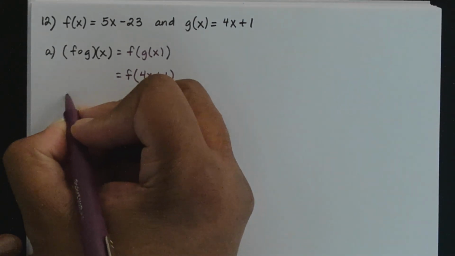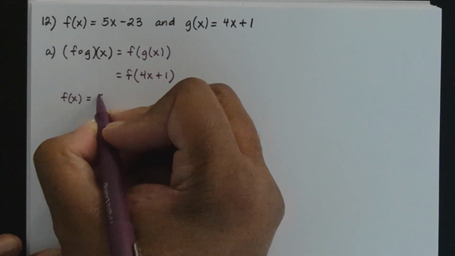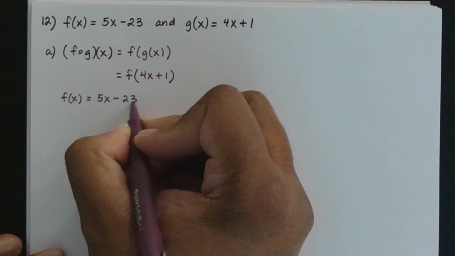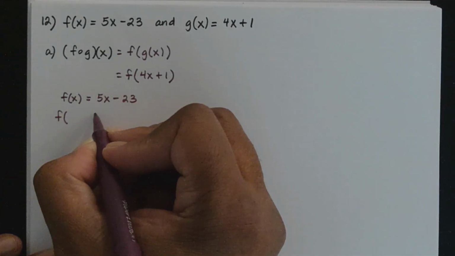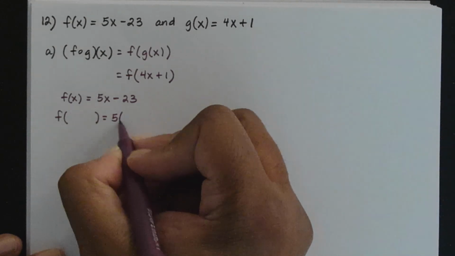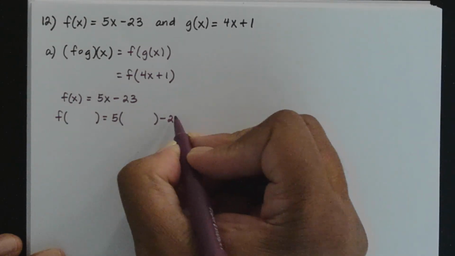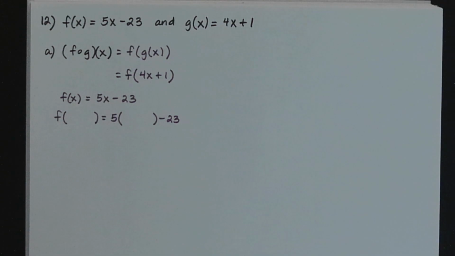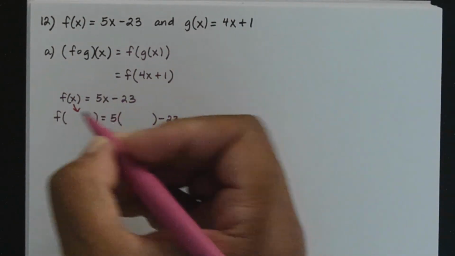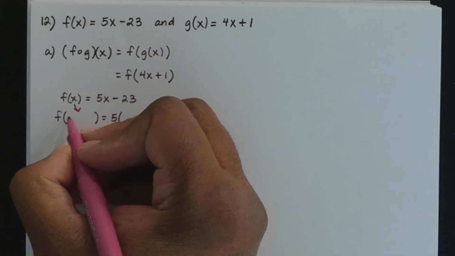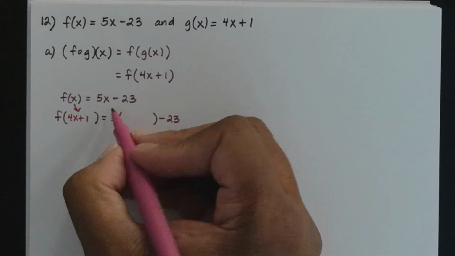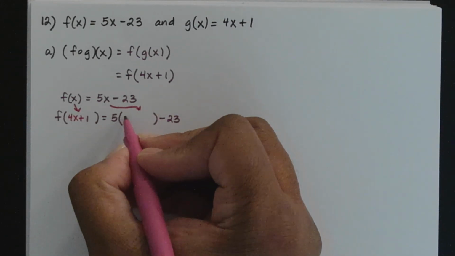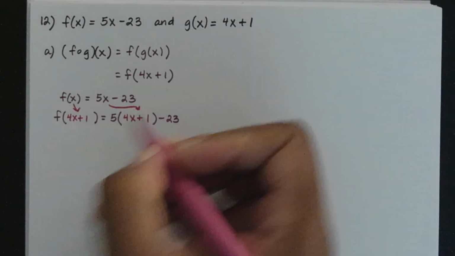But of course, I know what f of x is. That's going to be the 5x minus 23. So that means for every x in this f of x function, I'm going to substitute it with what g of x is. So that means this x will be replaced with the g of x. That's going to be that 4x plus 1. And in that 5x minus 23, that x will be replaced with what g of x is, 4x plus 1.